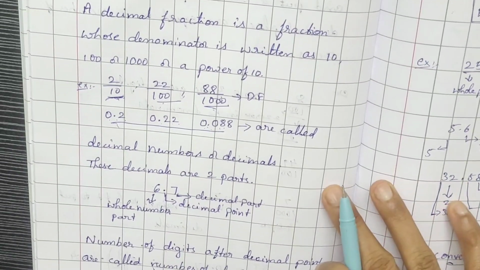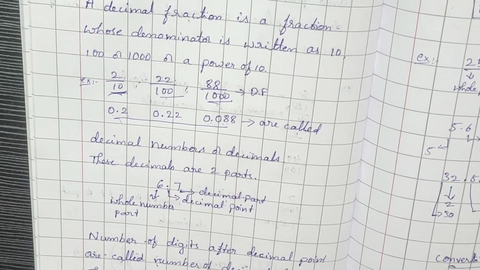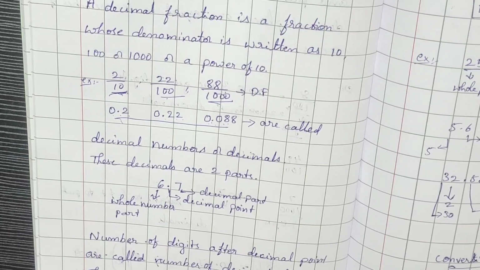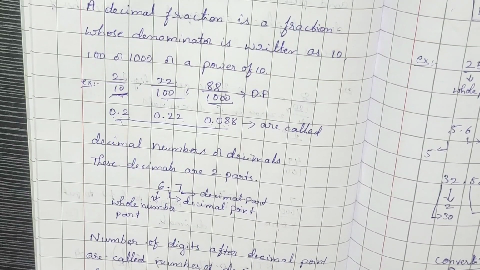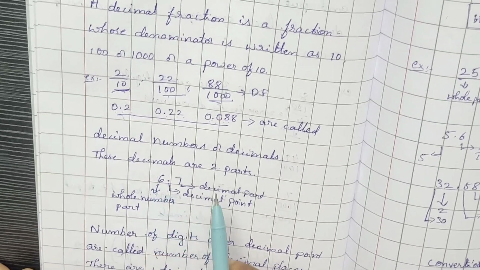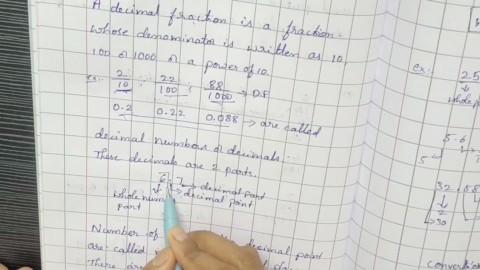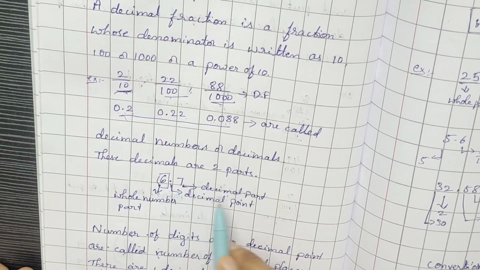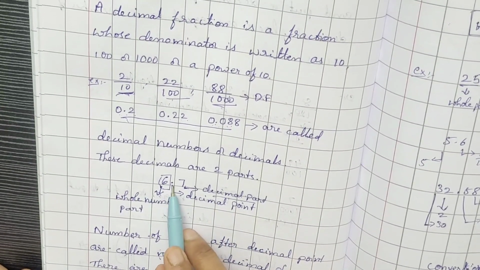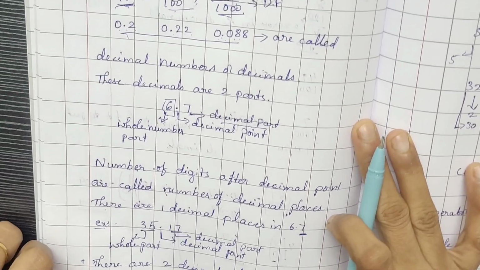In decimals there are two parts. What are they? Whole number part and decimal part. Two parts. Okay, so in that, 6.7. 6 is a whole number, and 7 is a decimal part. And the point is a decimal point. Okay.